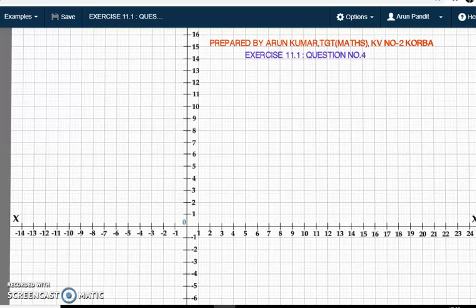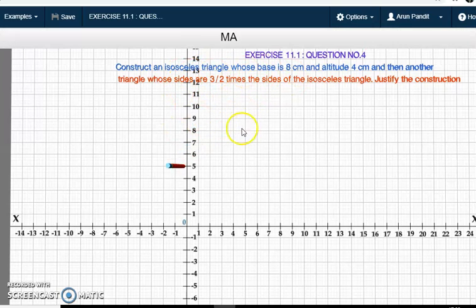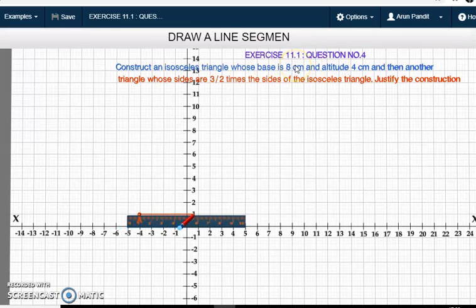So what is the scale factor here in this question? 3:2. Definitely you will get an idea that the size of the similar triangle would be greater than the size of the given triangle. So first draw a line segment AB of length 8 centimeter with the help of a scale.